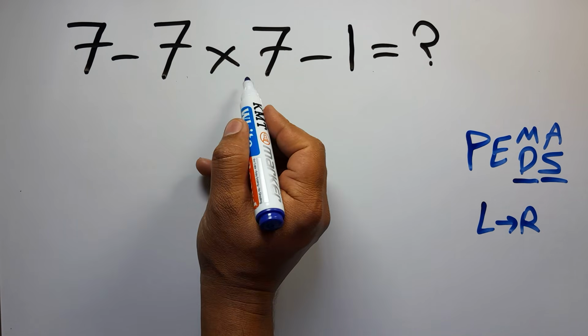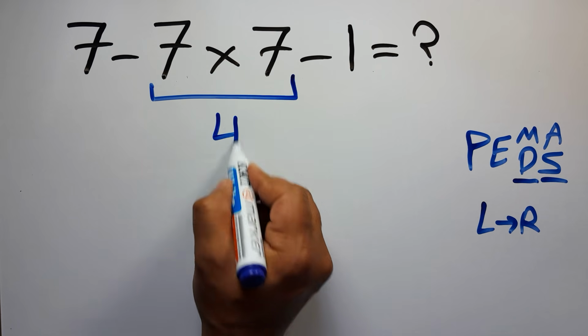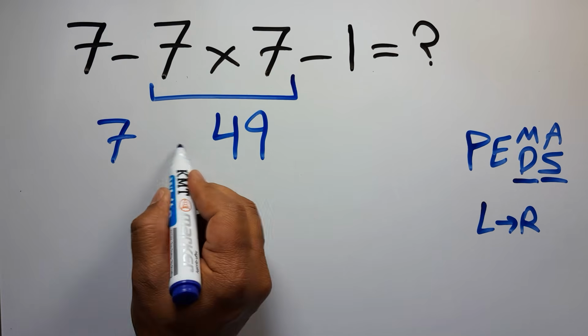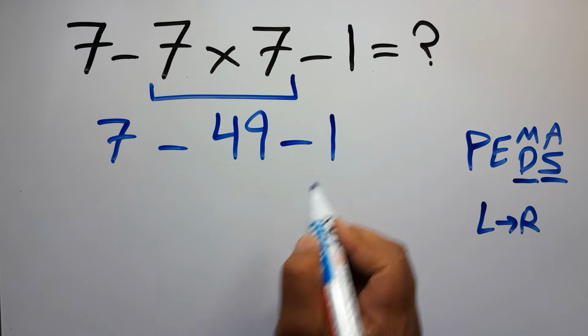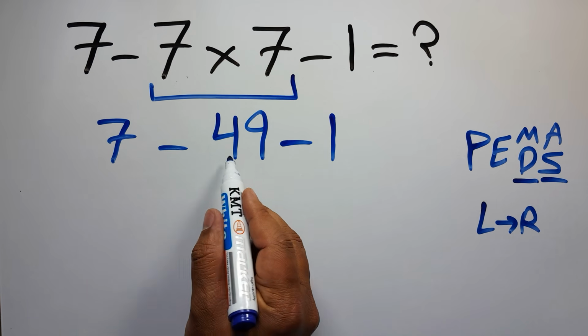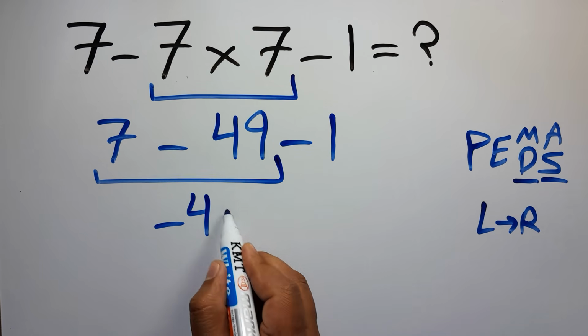So first we have to do this multiplication. 7 times 7 equals 49. So 7 minus 49 and the minus 1. Now we have to do this subtraction. 7 minus 49 equals negative 42.